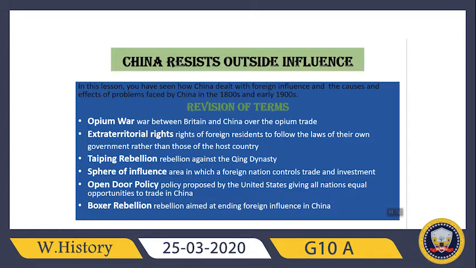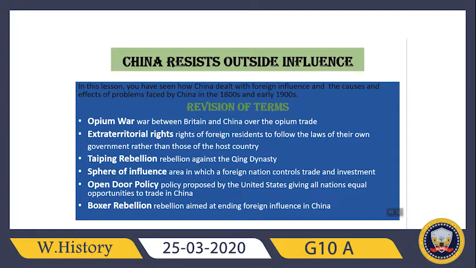A few of the terms we are going to revise, which we usually read in the lesson. The first term is Opium War. I still remember that we read this war in detail in our class. So what was the Opium War? It was a war between Britain and China over the opium trade, and opium was a dangerous drug. Then we have extraterritorial rights. What are extraterritorial rights? These are the rights of foreign residents to follow the laws of their own government rather than those of the host country.